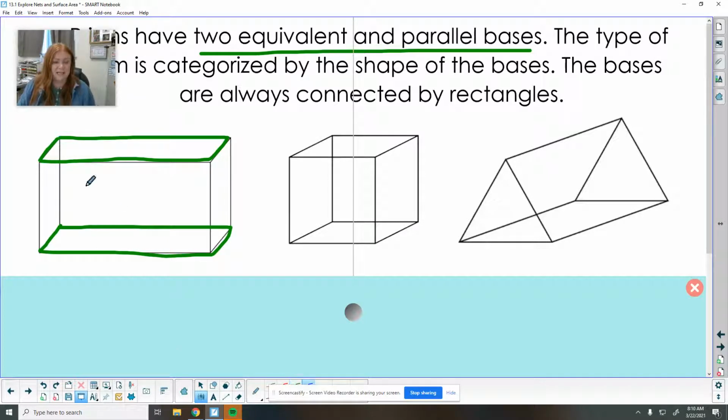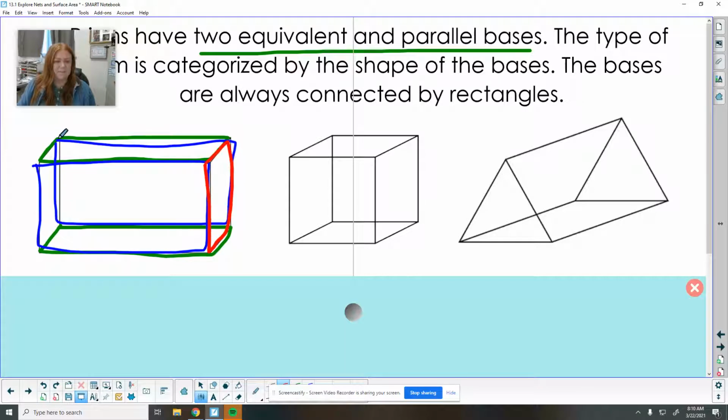And then, so this is a rectangular prism. And then we can see it has this rectangle and this rectangle. And then it also has a different type of rectangle here on the side and over here on the side. So it's all connected by rectangles, a rectangular prism, because it sits on a rectangle.